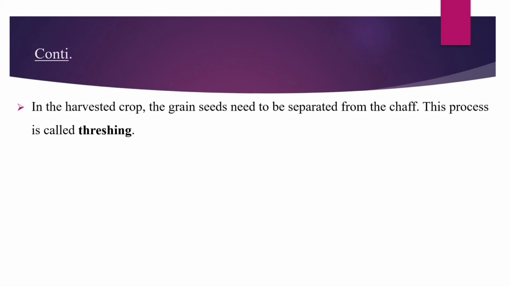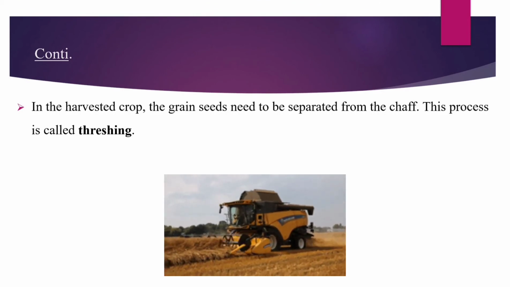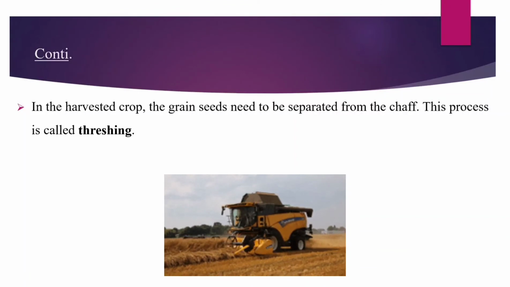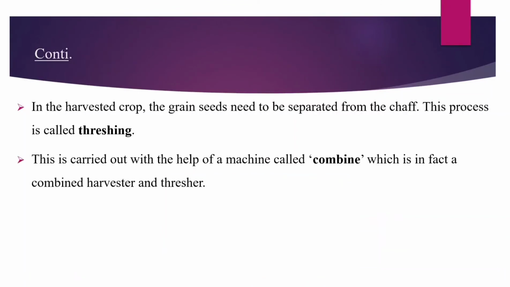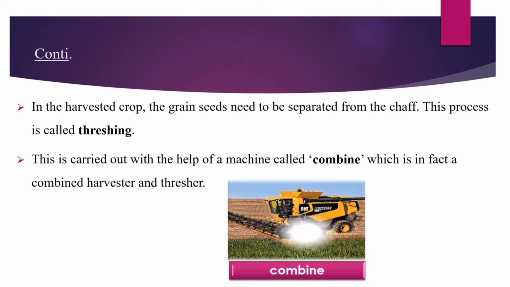In the harvested crop, the grain seeds need to be separated from the chaff, and this process is called threshing. This is carried out with the help of a machine called combine, which is in fact a combine harvester and thresher. So in this image you can see that this machine is called combine because it has both the function of harvester and thresher. So this is called as combine.